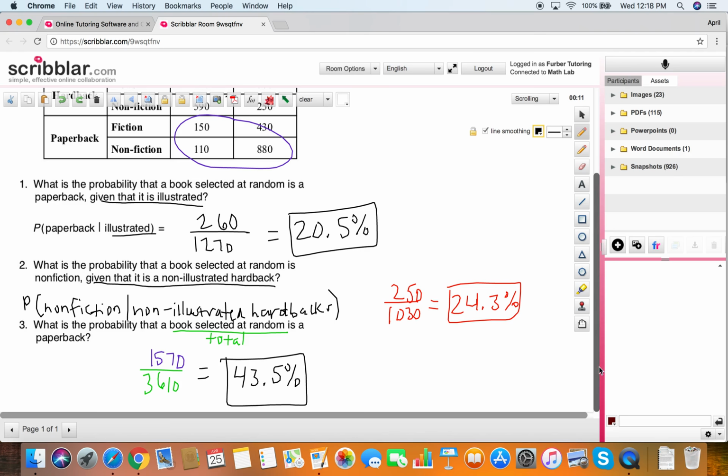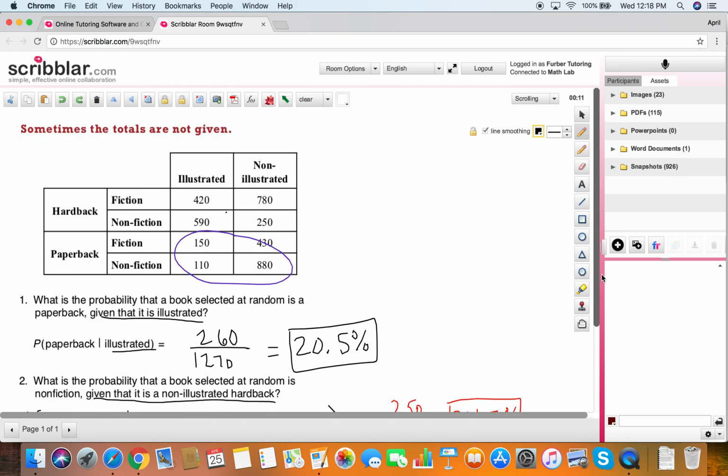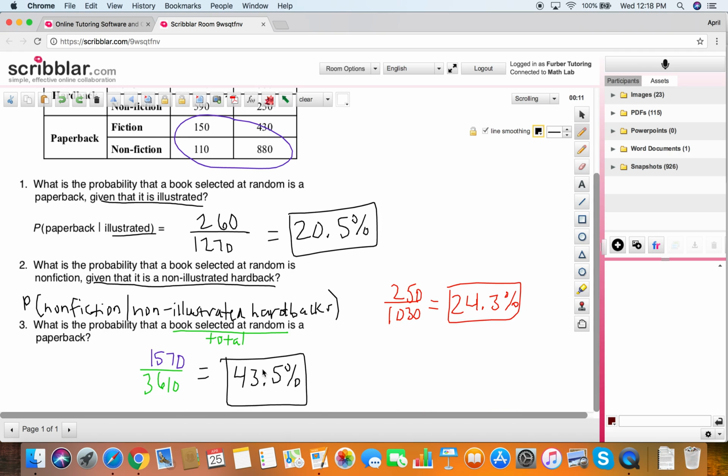Okay? So that's how you complete frequency tables. Sometimes the totals are given, sometimes they're not. Sometimes they don't even fill in all of the table for you, and you have to fill in some of it. But this is the idea behind reading two-way frequency tables.